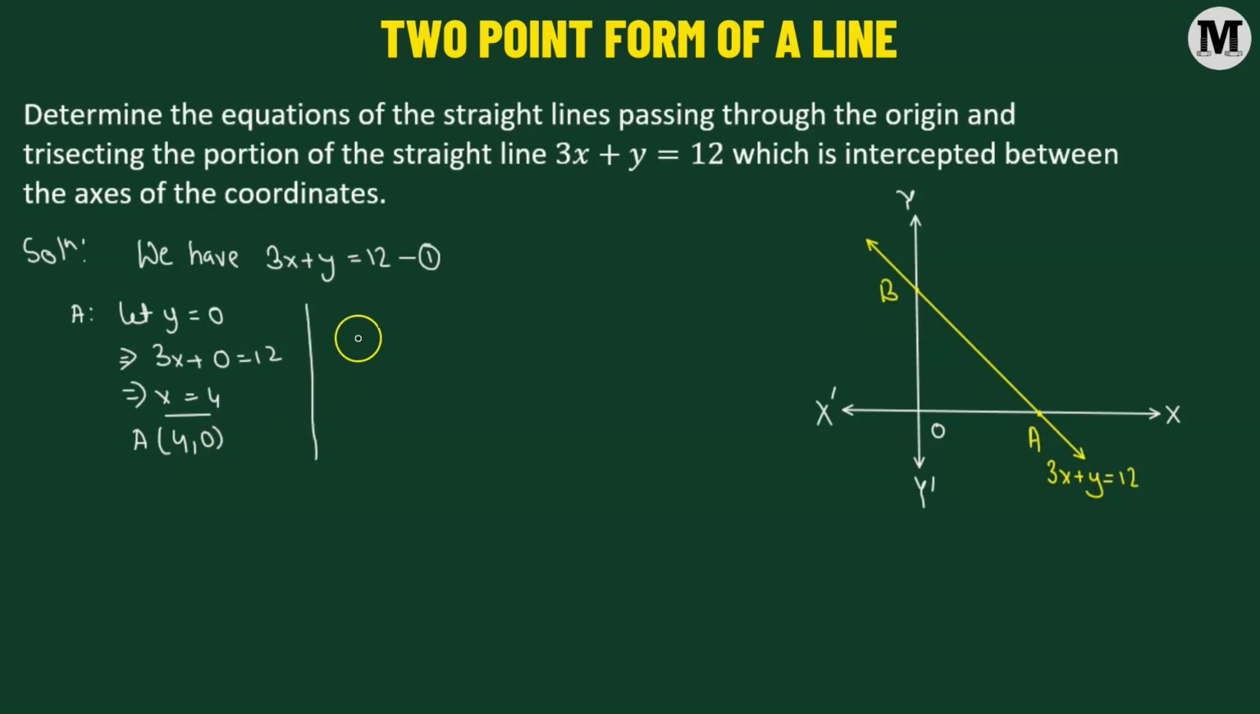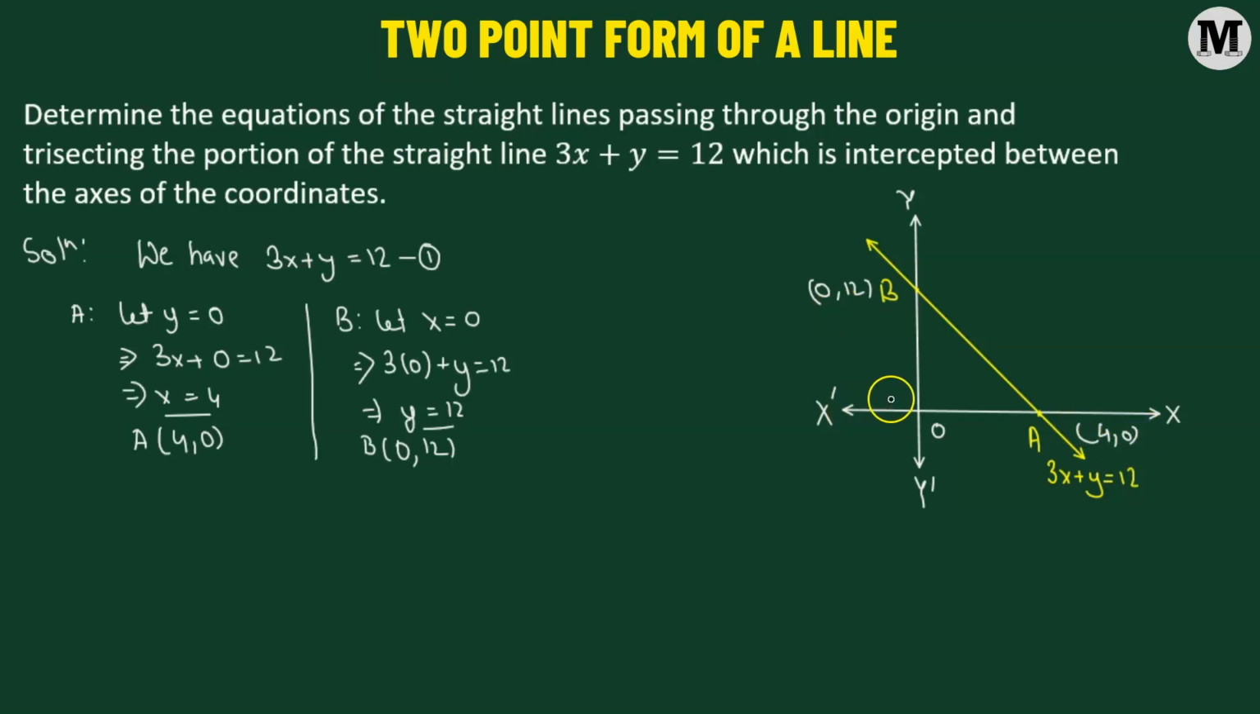Then we will come to the y-intercept value. That means we want to find out the coordinates of point B. To find out the coordinates of point B, all we have to do is let x equal to 0. When we let x equal to 0, we have 3 times 0 + y = 12. Solving for y, we get y = 12. So this is the y-intercept. That means the coordinates of point B are (0, 12). So we now have the coordinates of point B, (0, 12), and the coordinates of point A, (4, 0).